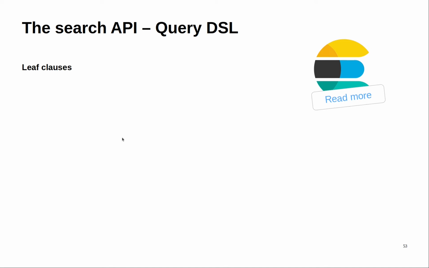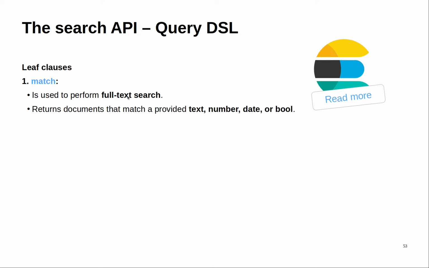Let's dive into the leaf clauses. Let's start with the match query. Here you can see that it is in blue, which means that you can click on it if you want to read more in the documentation. The match query performs full text search and returns documents that match a given text, number, date, or even a Boolean value. If you want to use match, then the field must be mapped to a text data type.